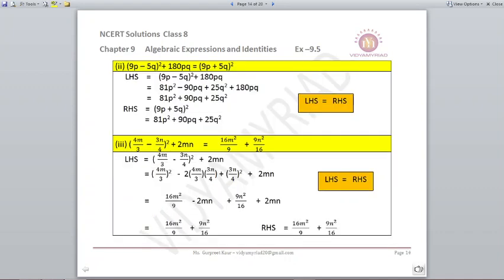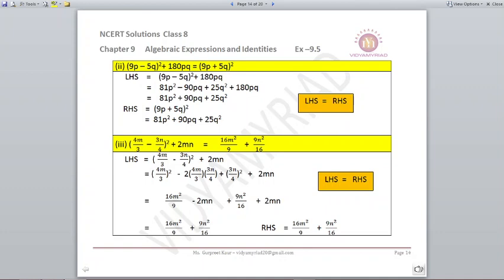(9p minus 5q) the whole square plus 180pq. So left hand side, first apply the formula of (a minus b) the whole square. You get 81p square minus 90pq plus 25q square plus 180pq. Now collect the like terms. You are left with 81p square plus 90pq plus 25q square. This is your left hand side.